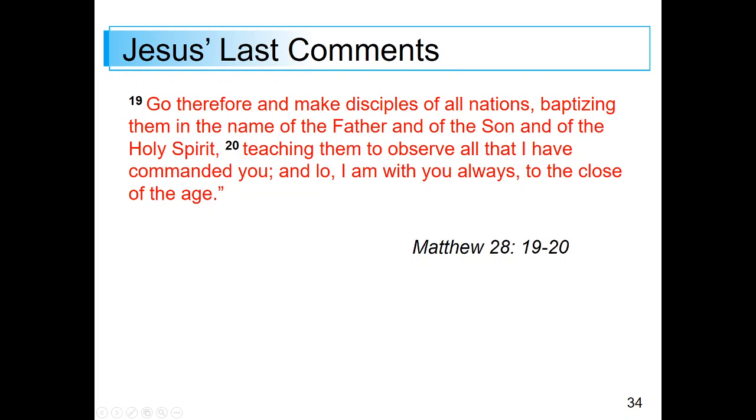Jesus' last comments were, at least in Matthew, "Go therefore and make disciples of all nations, baptizing in the name of the Father and the Son and the Holy Spirit, teaching them to observe all that I have commanded you. And lo, I am with you always to the close of the age." I am not with you always to the close of the age, but I would like you to observe at least my teachings. But I would definitely like you to observe Jesus' teaching and all that he has said. All right.